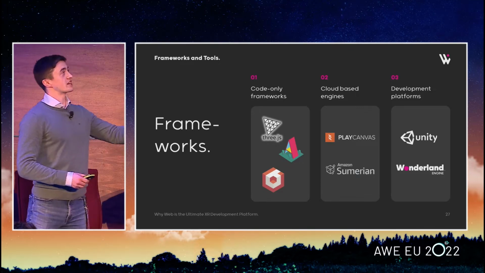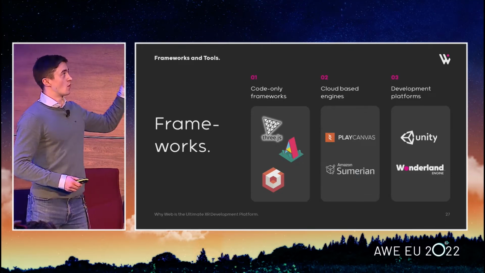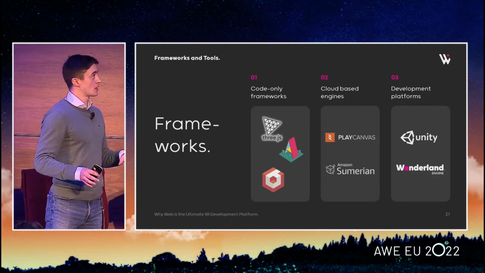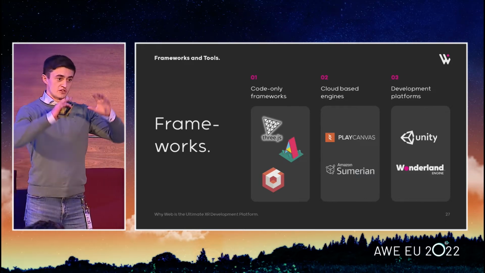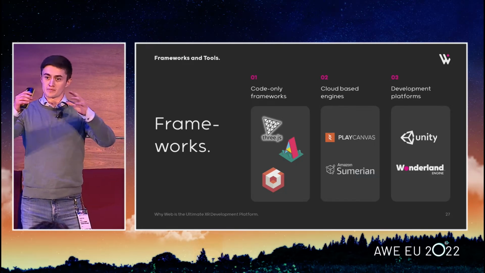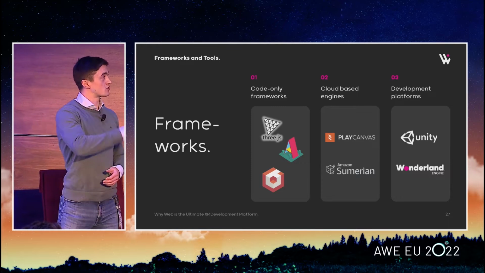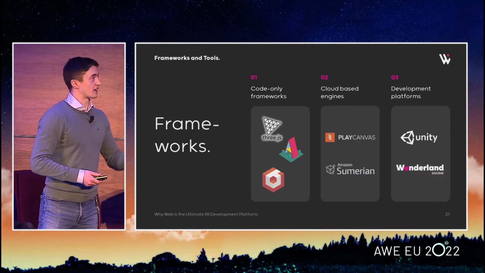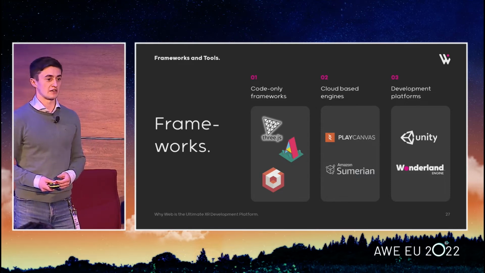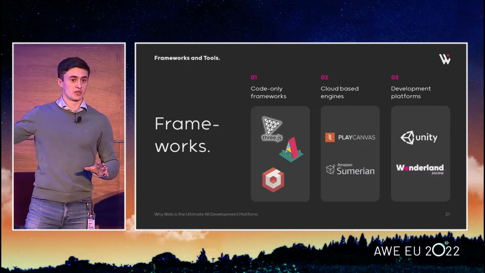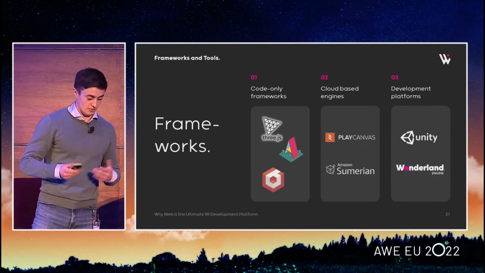There's basically 3 categories of frameworks out there. One is code-only frameworks, where you literally write everything in JavaScript. You have cloud-based engines, which run in your browser and usually come with cloud storage, and you just drag and drop your 3D files into the browser, and it will manage all your assets for you. And finally, there's development platforms that you download and install and produce these files. You export some web files and upload those effectively to the web server.